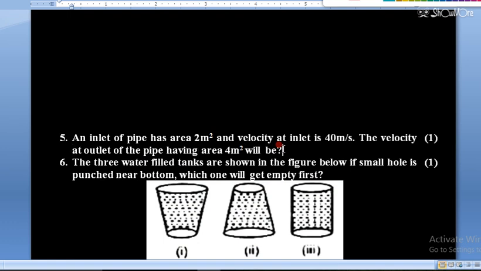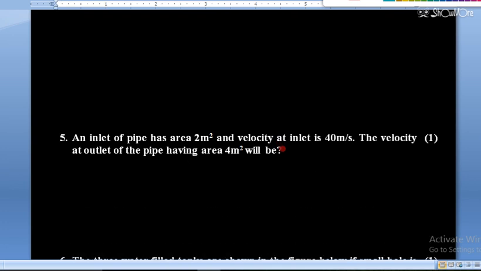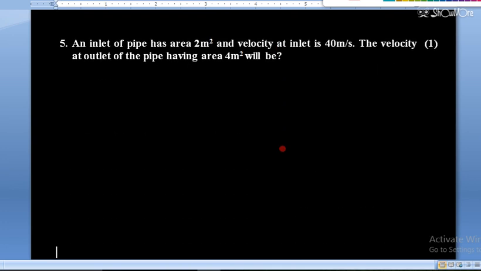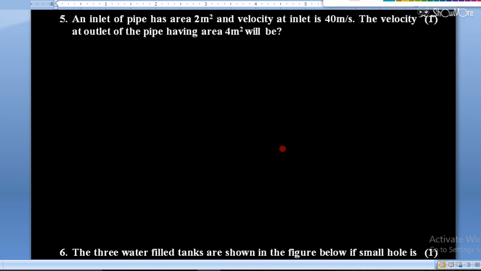So let's move to the next question. Next question is, the inlet of the pipe has area 2 meter square and the velocity at inlet. Wait, in the fourth question I will confirm the answer. Answer will be 20/3 or 100/3. Wait, let me confirm once. Okay, so that answer 20/3 was right. 100/3 is the wrong answer. 20/3 is the right answer.